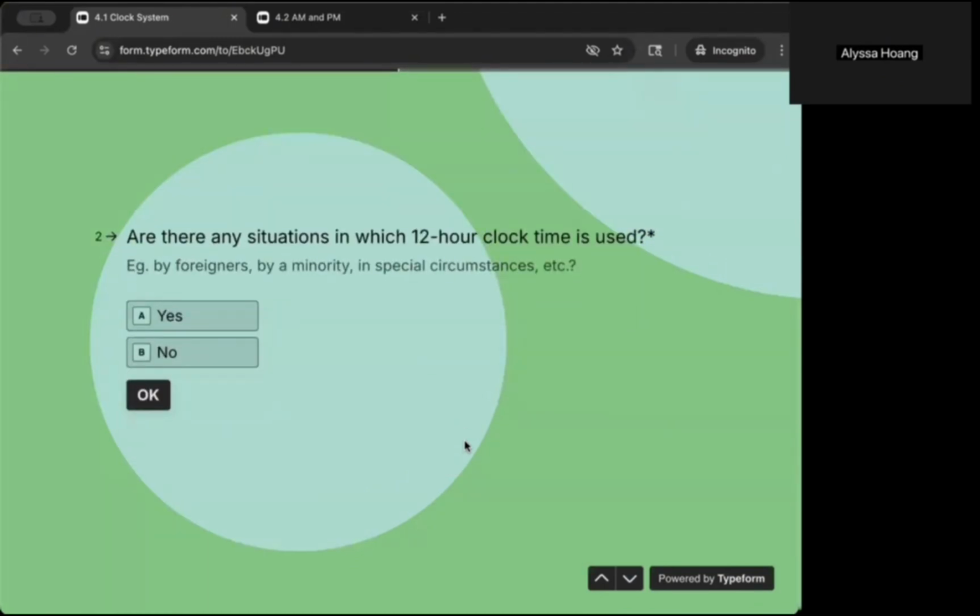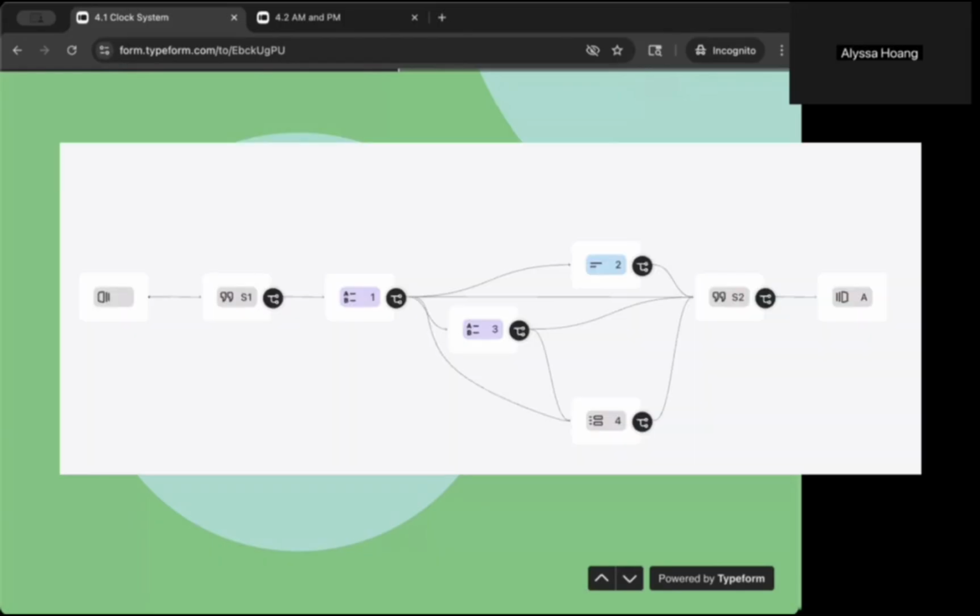Here, the survey prompts once more about 12-hour usage, since our research shows it's statistically likely that both formats may coexist in some communities. Every question is informed by data and research collected by our team. This ensures we only ask what's truly necessary, keeping surveys short and engaging while still capturing accurate language data. On the back end, the branching logic can be fully visualized. This makes it easy to confirm that each path serves the right purpose.